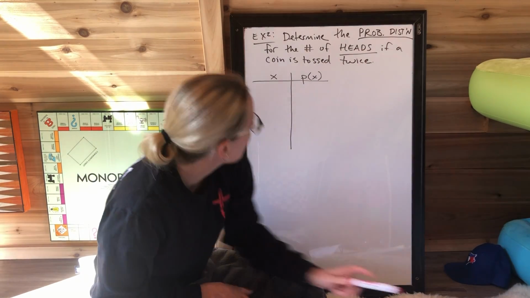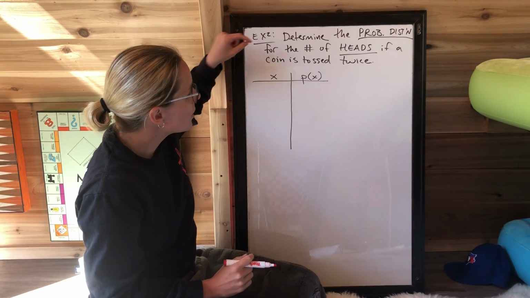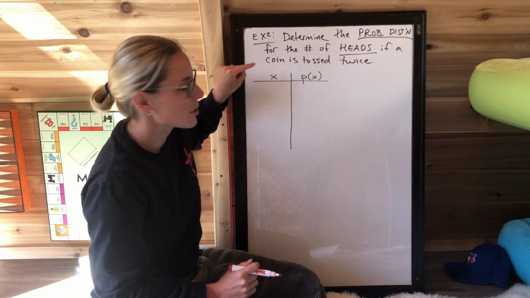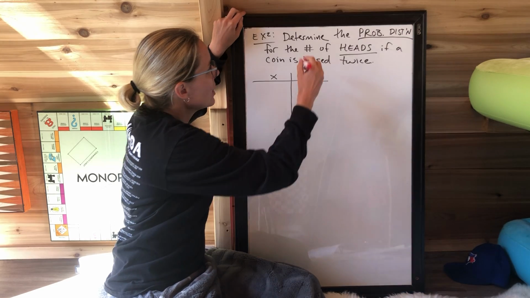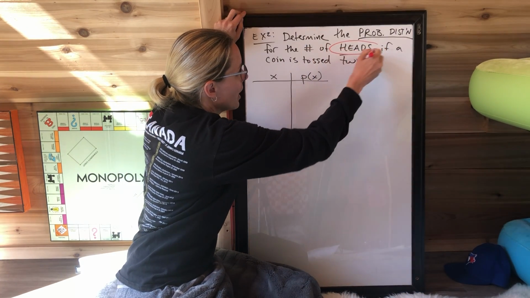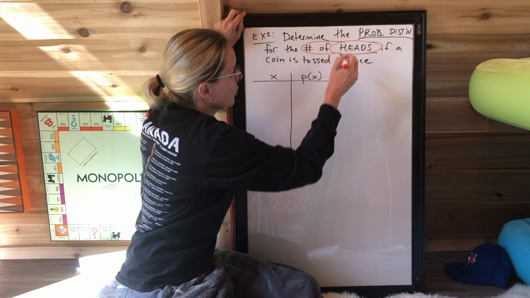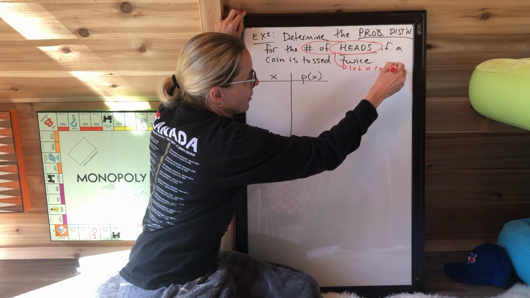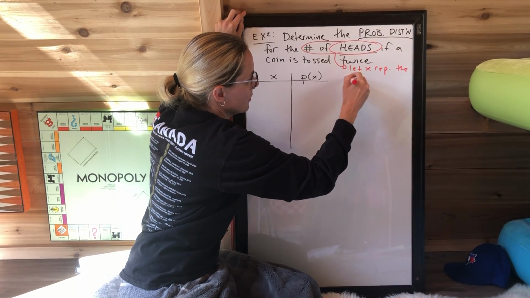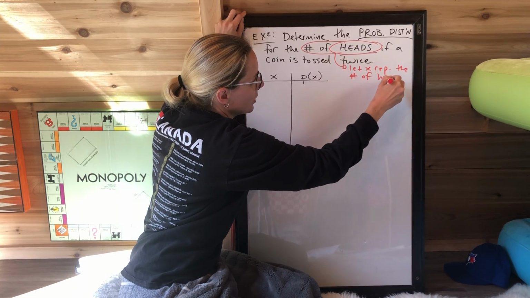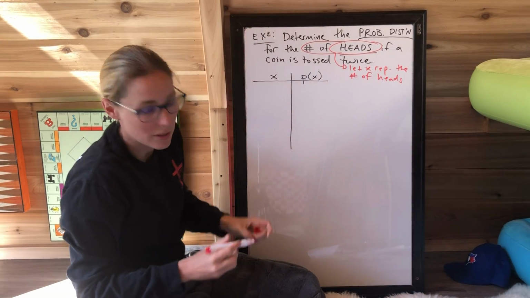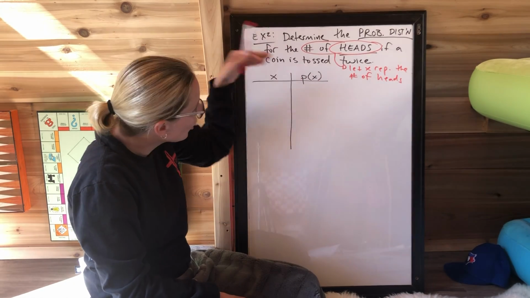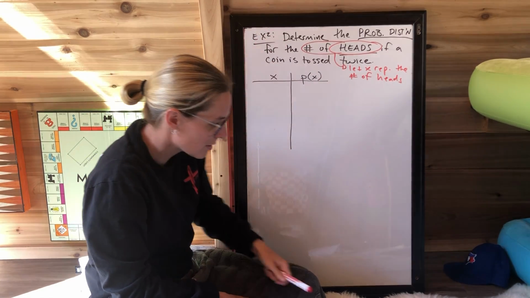In this scenario, we're looking at determine the probability distribution for the number of heads if you toss a coin twice. So this idea here, the number of heads, really I should circle both. Let x represent the number of heads. That is the random variable that we are dealing with in this scenario. Obviously your other option is tails, but we don't care about tails. Our situation is asking us for the number of heads.